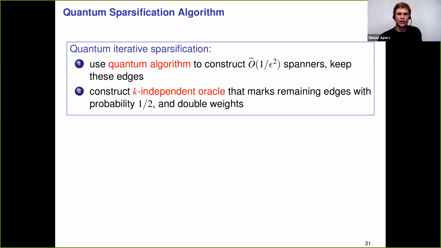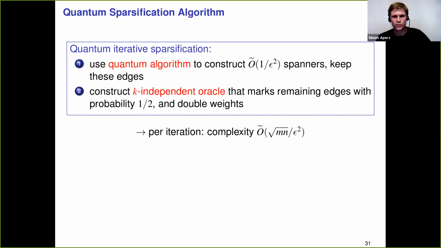So in our case, we get the following new algorithm. First, we use this quantum algorithm to construct these spanners. This is just Õ(n/ε²) edges, so we can explicitly write them down and keep all of them. But then in step 2, instead of flipping coins for every one of the remaining edges, we construct this k-independent oracle, where k scales as square root mn, that implicitly marks the remaining edges. We won't do that explicitly, but implicitly, so that whenever we do a quantum query to the adjacency list at a later point, we simultaneously query this oracle, which tells us whether an edge is still present or not.